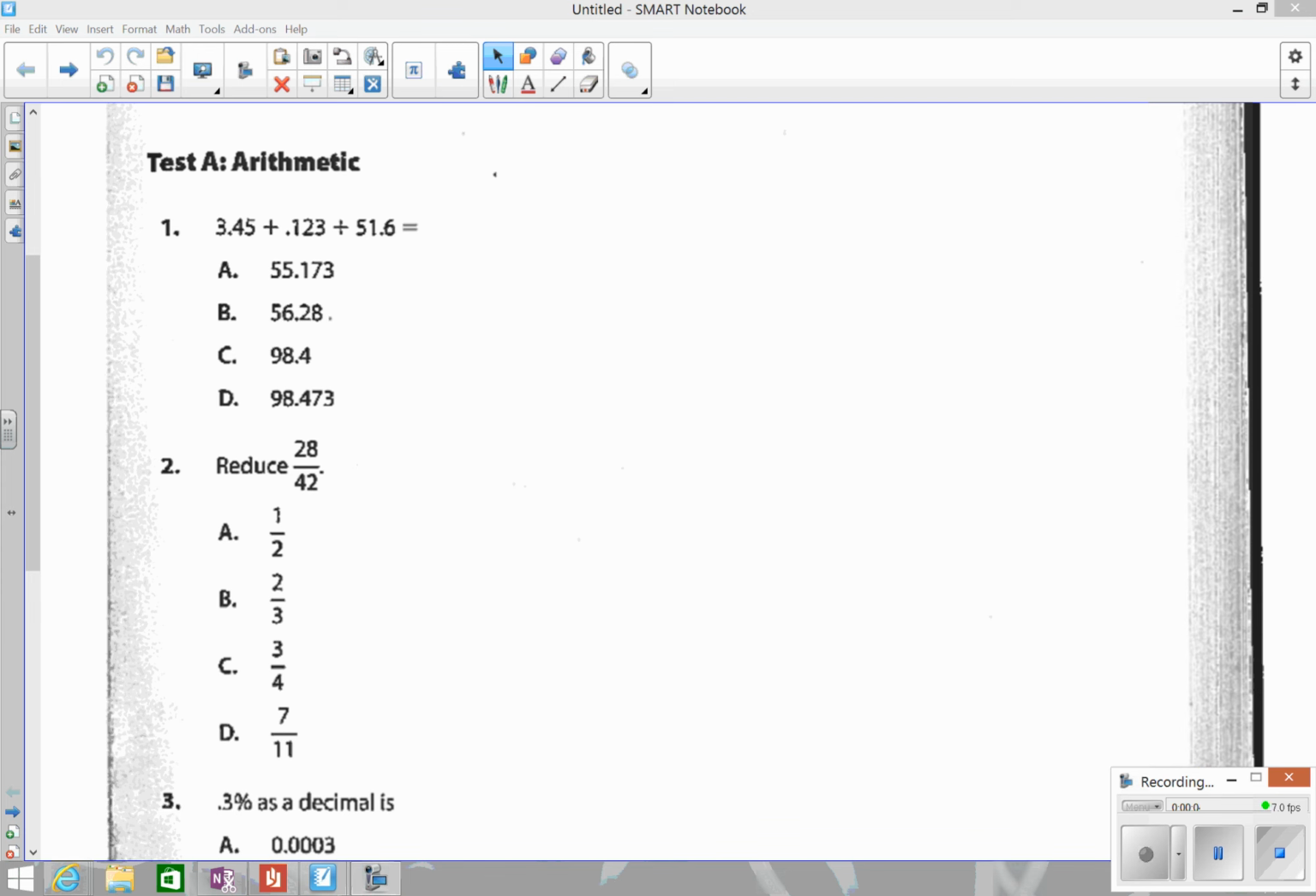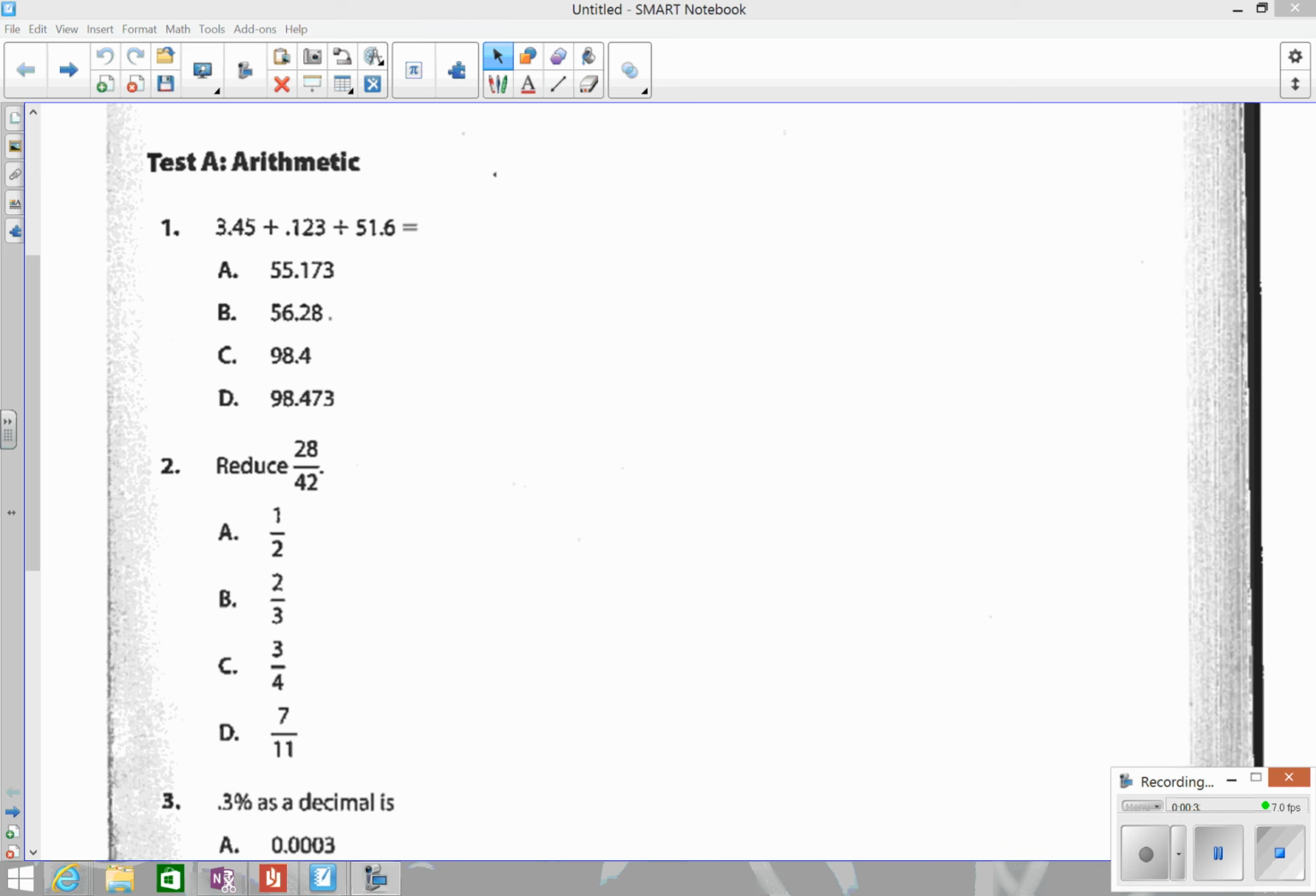In the arithmetic section, we're going to focus on adding, subtracting, multiplying, and dividing fractions and decimals, converting to percents and decimals, and looking at some word problems. In this section, we're not going to be using a calculator because we really want to make sure that you know how to do these operations by hand. So let's go through this test A and look at some of the different types of questions that you could see.